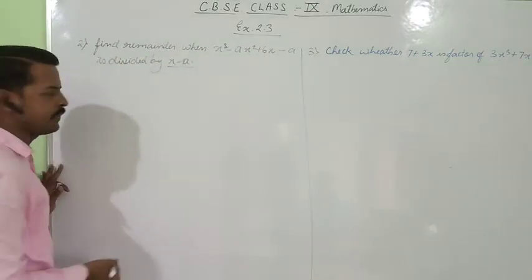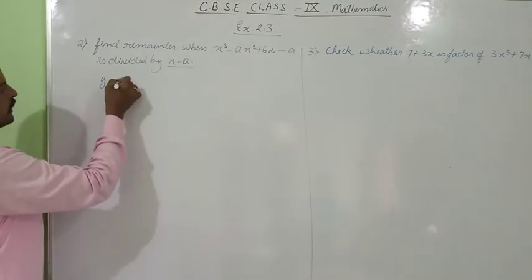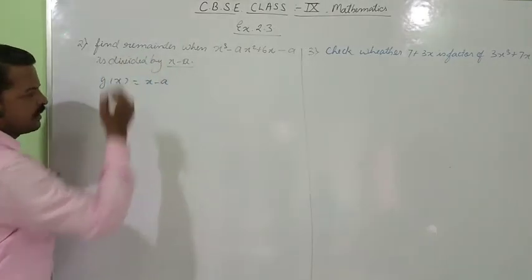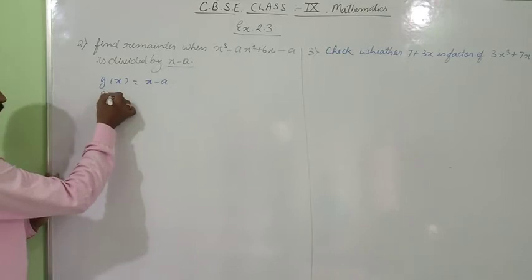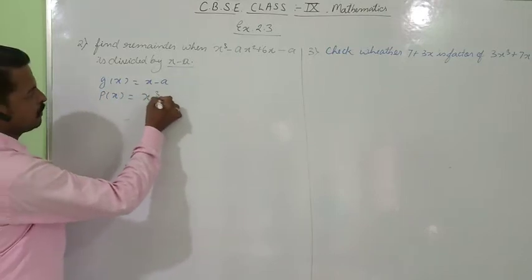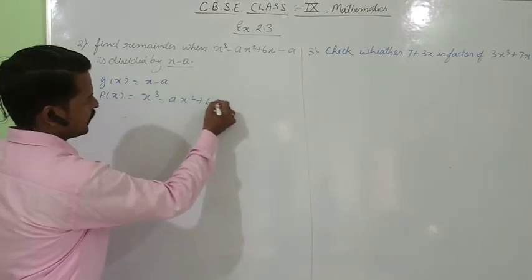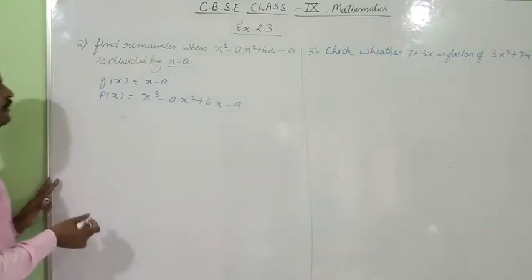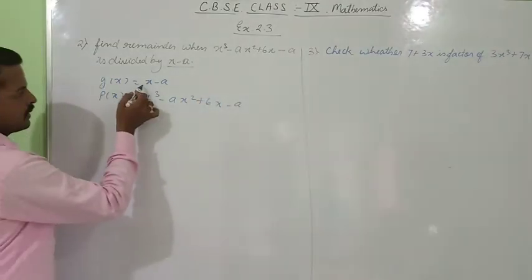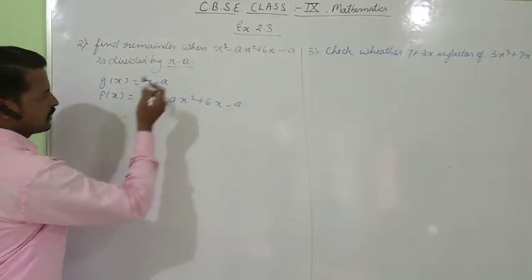The divisor we take as g of x. So g of x is here x minus a, and the dividend we take as p of x. P of x is x cube minus ax square plus 6x minus a, and we have to find the remainder when this polynomial is divided by this.